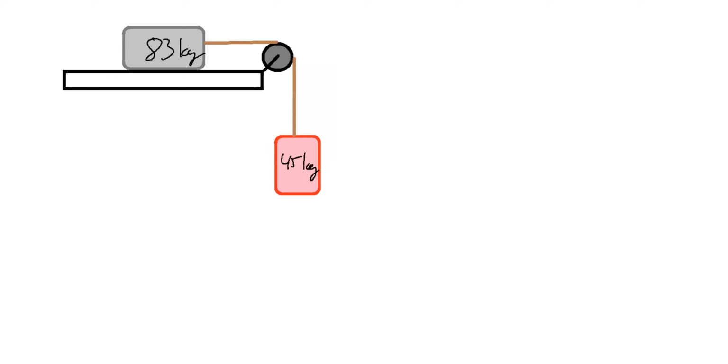All right, here we've got a basic two box and pulley situation. We've got a 45 kilogram box hanging off the end of a table with a pulley, attached to an 83 kilogram box.